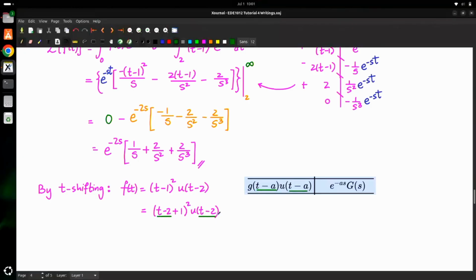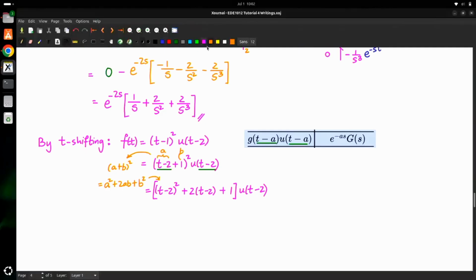But then you've got a square there, so you have to expand it out. Just expand in terms of a plus b square. That will give you t minus 2 square, let's put a big bracket, plus 2 times t minus 2, plus 1 square, which is just 1. Then your unit step t minus 2 will be there. Is that okay? This is like your a, this is like b. Then I think you can do the Laplace transform already.